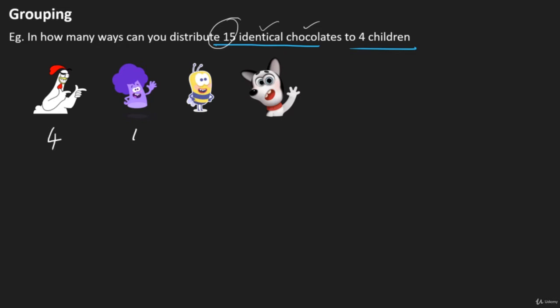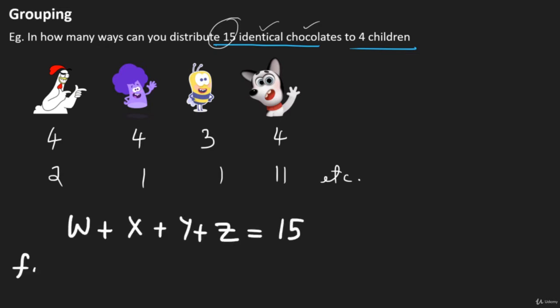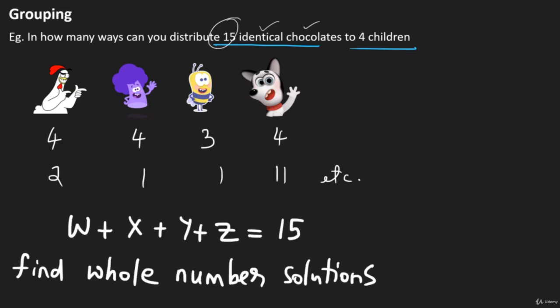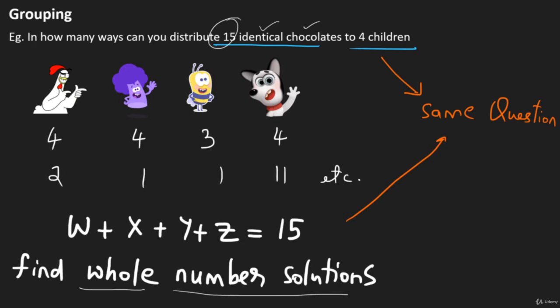For example, I could give 4, 4, 3 and 4 to these 4 children. So that adds up to 15, right? Or I could give 2, 1, 1 and 11. This also adds up to 15, etc. So there are many solutions to this question. Now, another way of writing the same question is w plus x plus y plus z is equal to 15. Find the number of whole number solutions, right? These two are one and the same question.